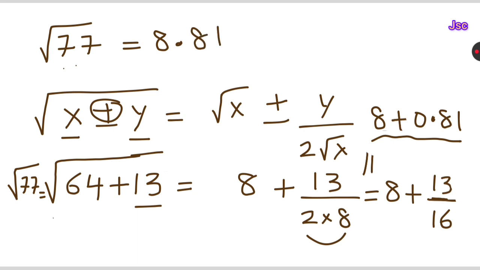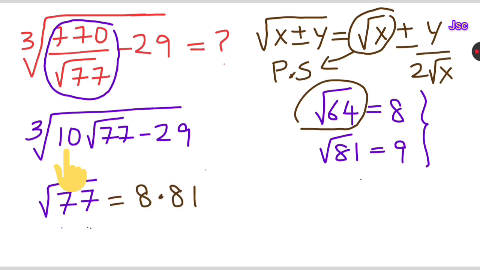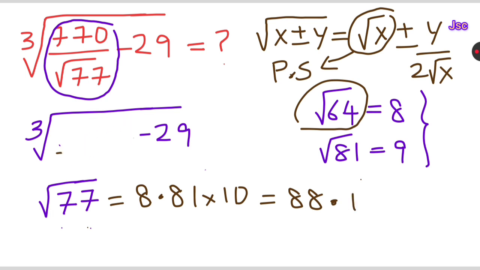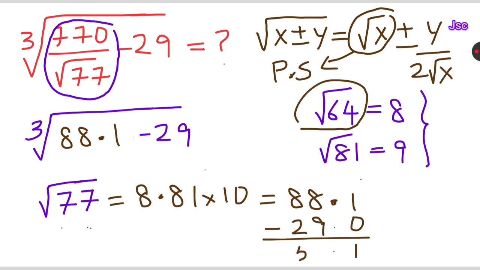So like that we can find the root of a non-perfect square number. So let's take that. So here we have times 10. Let's do times 10, then we will get 88.1. So 10 root 77, the value is 88.1. So now we need to do subtraction here. How much do we have? We have minus 29. So after doing the subtraction, we'll get 59.1, which is nearly equal to 59.